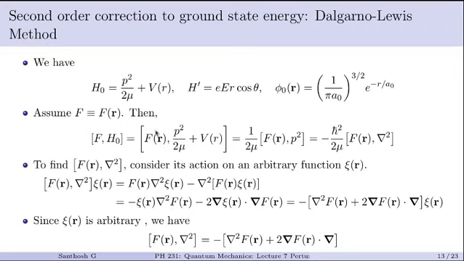Since f is a function only of r, it commutes with the potential term, and since 1 by 2 mu is also a constant, it can be taken outside, and therefore this commutator becomes 1 by 2 mu times the commutator of f(r) with p square. Now p square has this form, minus h bar square times the Laplacian, and minus h bar square can be taken outside, so we get minus h bar square by 2 mu, then the commutator of f(r) with del square. To find this commutator, we consider its action on an arbitrary function of r.